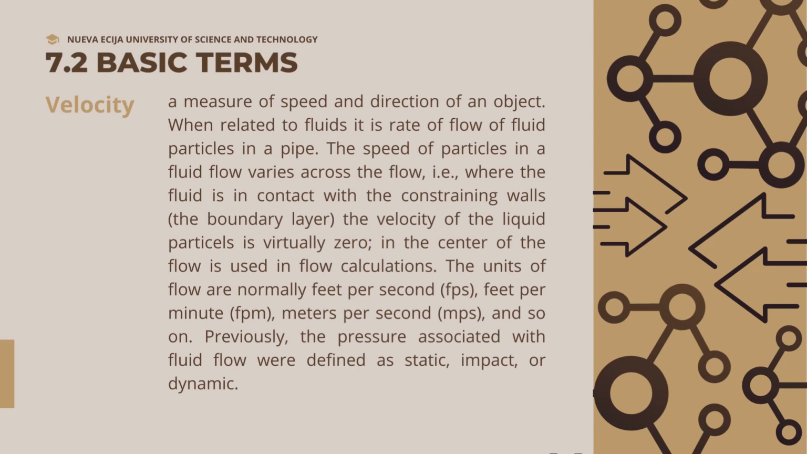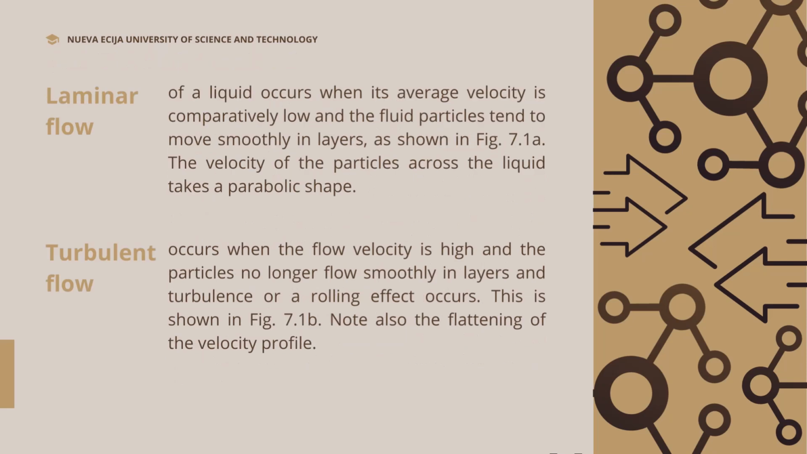Previously, the pressures associated with fluid flow were defined as static, impact, or dynamic. Laminar flow of a liquid occurs when its average velocity is comparatively low and the fluid particles tend to move smoothly in layers, as shown in Figure 7.1a. The velocity of the particles across the liquid takes a parabolic shape.